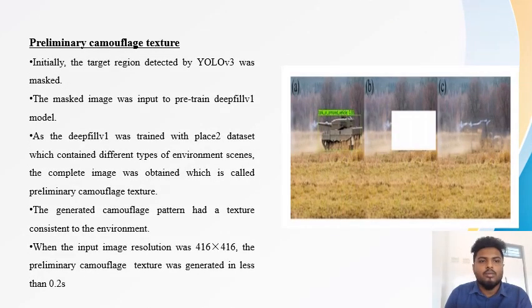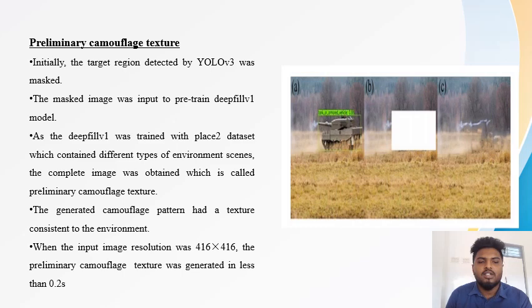Okay, preliminary camouflage texture. Initially, the target region detected by YOLO V3 was masked. The masked image was input to the pre-trained DeepFill V1 model. As the DeepFill V1 model was trained with the Places2 dataset, which contained different types of environment scenes, the complete image was obtained, which is called the preliminary camouflage texture.